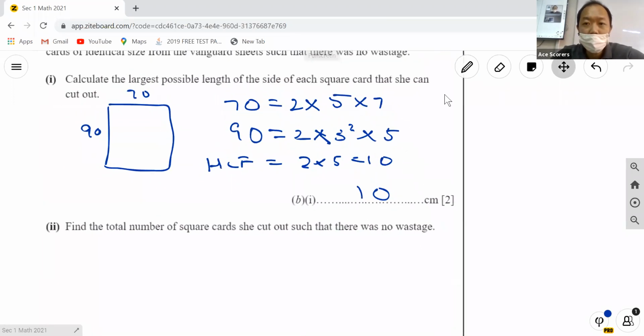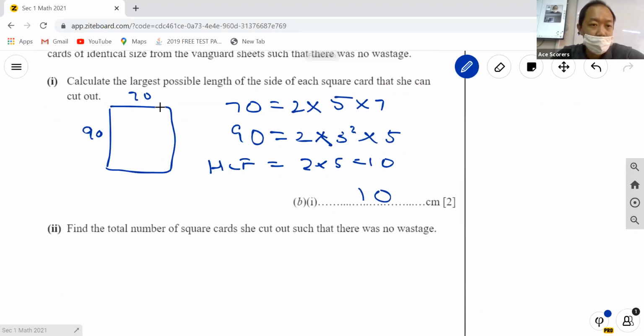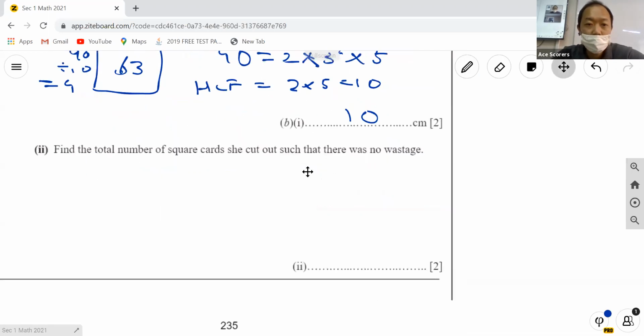Now, if each one is 10 centimeters, here you'll get 7 because it's divided by 10. This one divided by 10 equals 9. So each Vanguard sheet will give you 63, because that's 7 times 9. So 2 Vanguard sheets will give you 126. All right, next.